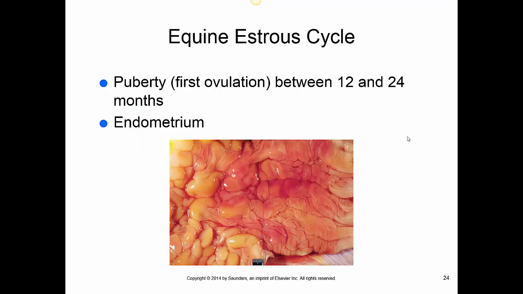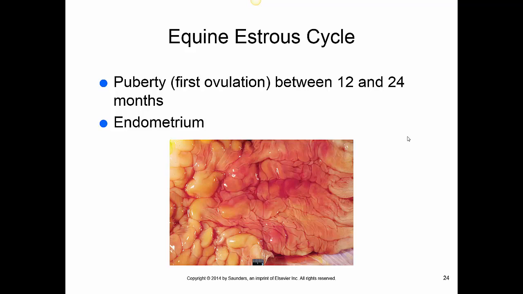Puberty usually occurs between 12 and 24 months. It depends on the breed. It can actually be longer than 24 months, once again, depending on the breed. So if we look at something like ponies, they can have their first ovulation as early as 12 months. Once again, this is going to be at 75% of their mature body weight.